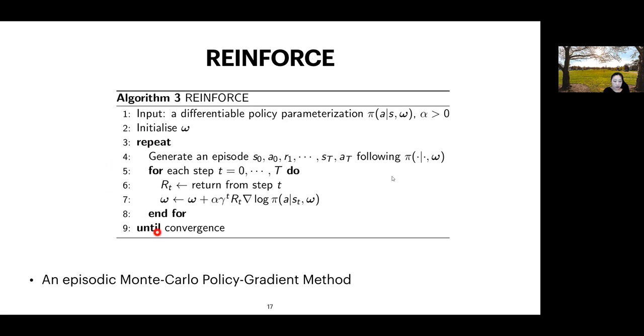Now you are going to do this repeatedly. How do you do that? You generate an episode S0, A0, R1, and then S1, A1, R2, all the way to ST. But very importantly, you're following this pi here. This omega is what you initialized here. So if you initialize with a Gibbs policy, then you have to use that parameterized policy. It's not some underlying policy, but a policy that follows this parameterization. That's very important to notice.